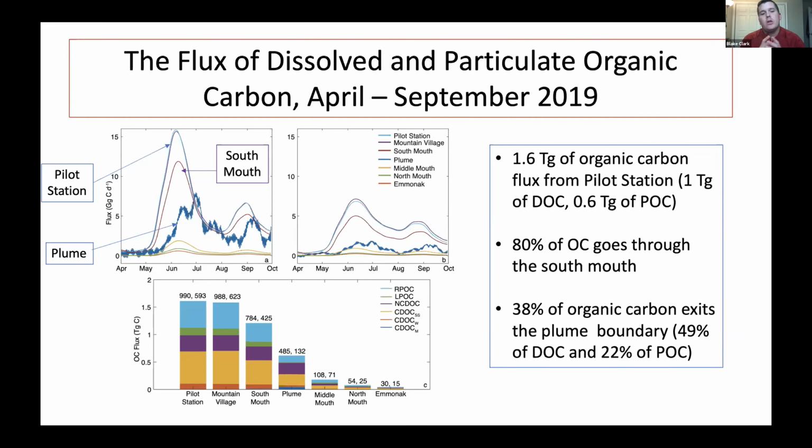And the distribution of the organic matter changes as well in terms of the composition or the quality, where of course what's going out of the plume transect is going to be more marine in nature. And that's based off of the optical properties as well as the sources within the model itself.